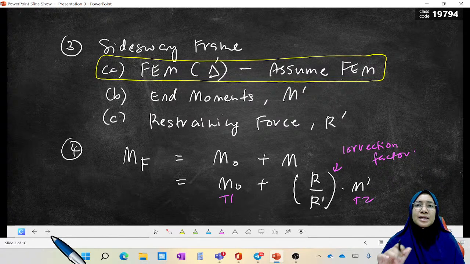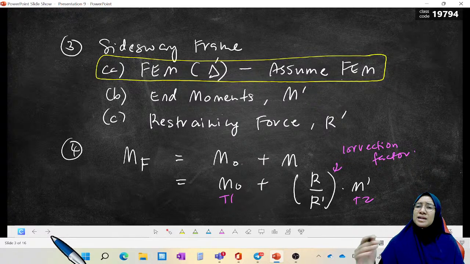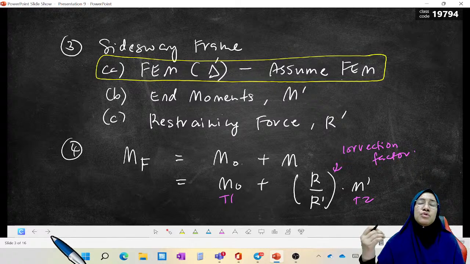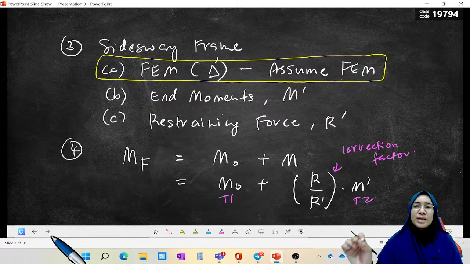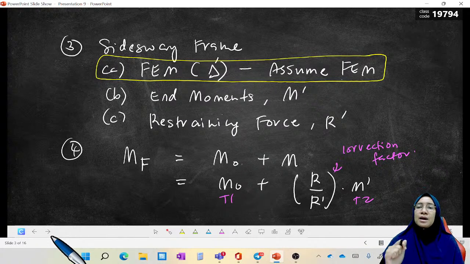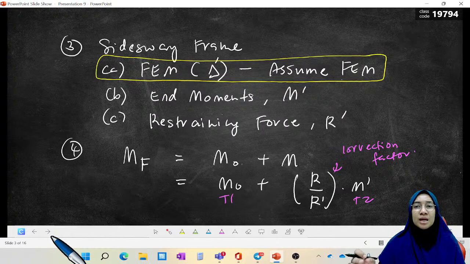So under sidesway frame analysis, we actually repeat the same process, 2A, 2B, 2C. In 2A, we calculate FEM due to external loading. In 3A, we also calculate FEM, but in this case, we need to assume FEM because the delta is unknown. So we will assume FEM due to delta prime, not delta. And step 2B equals step 3B.